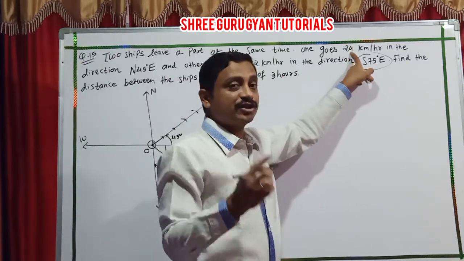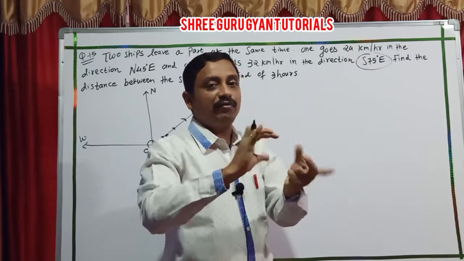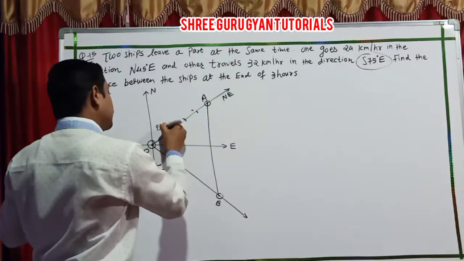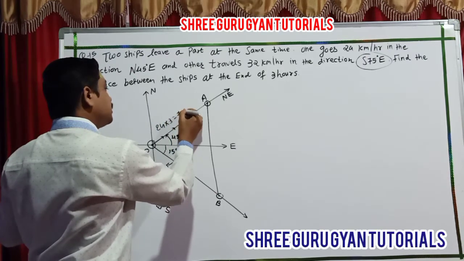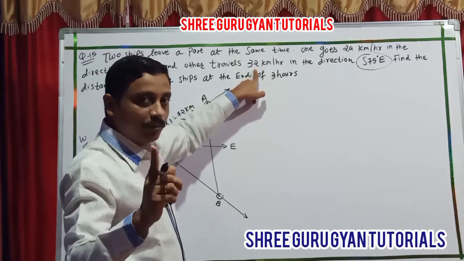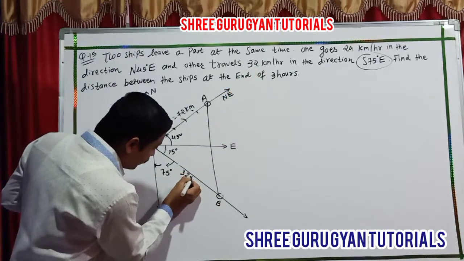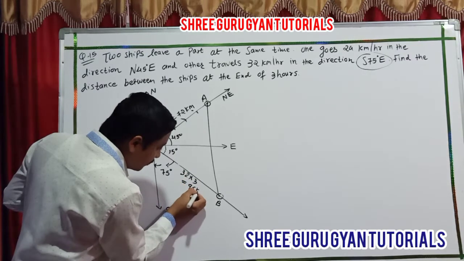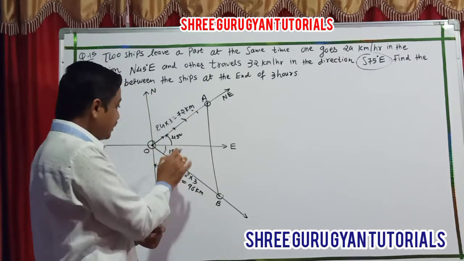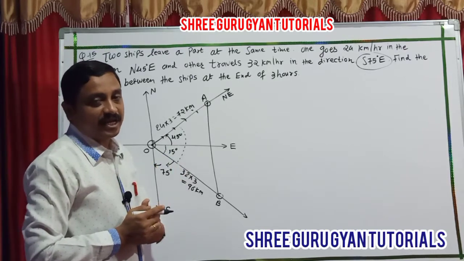So first of all, the first ship is running 24 km per hour for 3 hours. So 24 into 3. How much? 72 km travelled after 3 hours. And the second is 32 km per hour into 3. So that is 32 into 3, which gives 96 km. And then this angle, how much is this angle in total? It is 60. Yes, students.